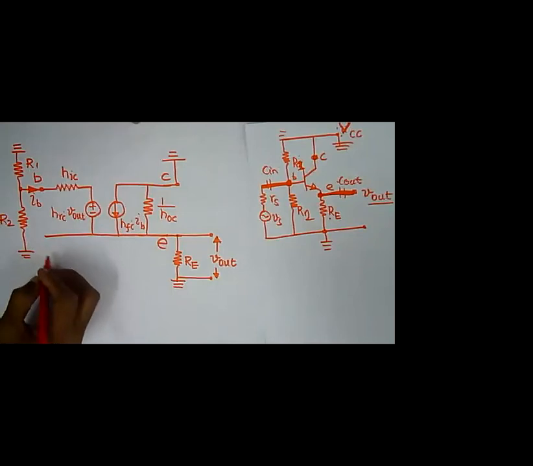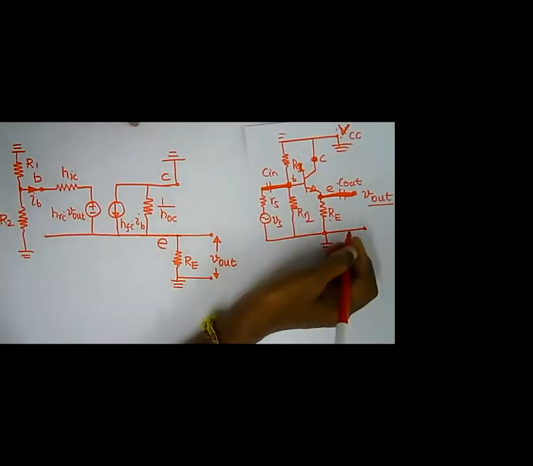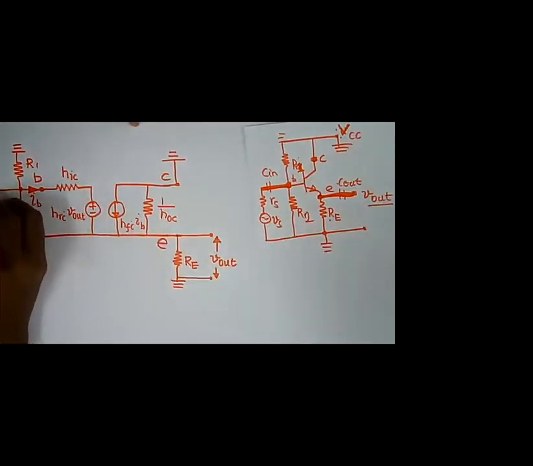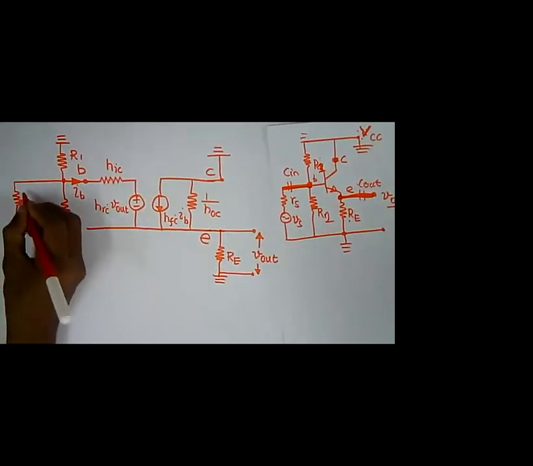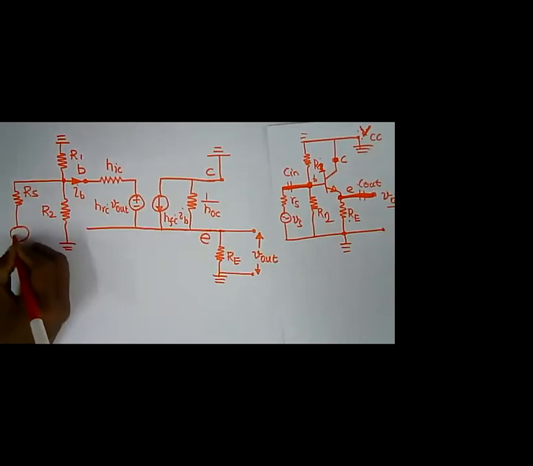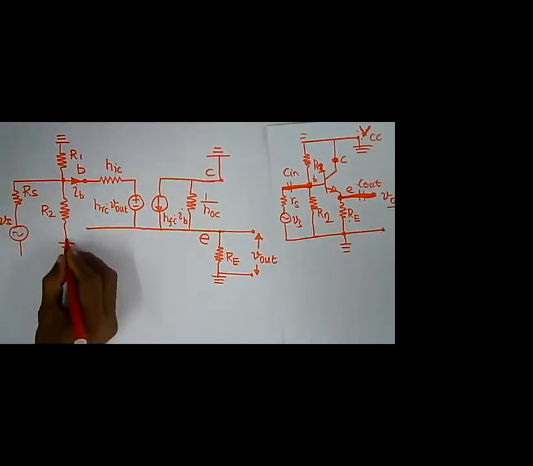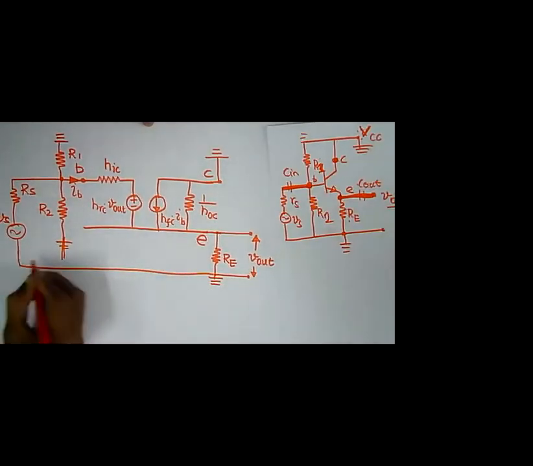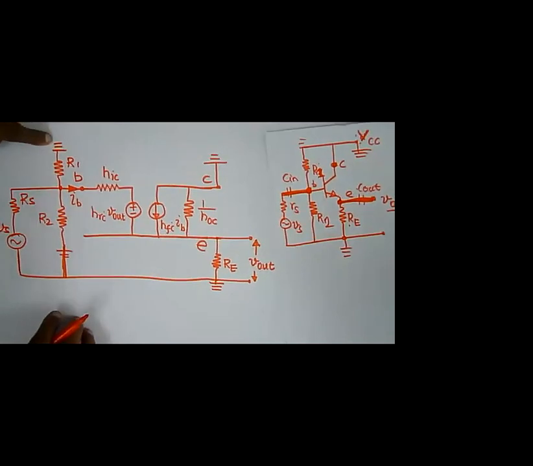So this is grounded, and then, oh sorry, I forgot this one. So this one, RS and VS, is connected to ground, so I can connect all the grounds together. So this ground, this ground, this ground, of course. Now look here, this is ground, right?